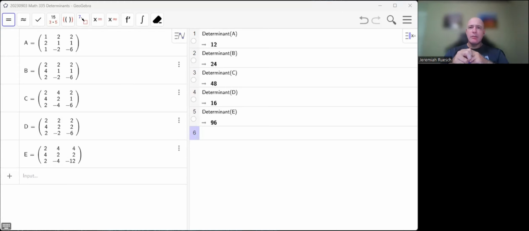And then in letter E, we doubled all of the rows. And so you get the factor of eight out, so two to the third for each of the rows. Okay. So that shows that the corresponding result is exactly what you would expect from this calculation.